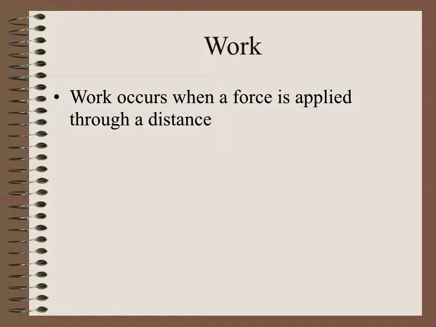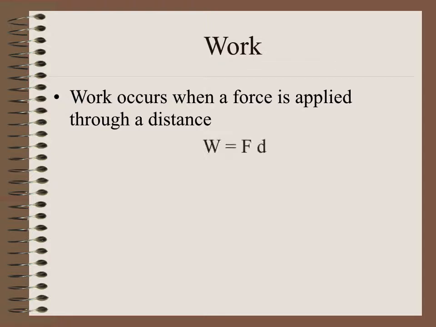For example, you're probably sitting on a chair right now. You're experiencing the force of gravity, which is pulling you downward. But you're not moving downward. You're being stopped by the chair. So gravity right now is not doing any work on you. On the other hand, when you leave class and go down the stairs, gravity will be pulling you down the stairs. In that case, the force of gravity will be doing work by moving you through a distance. So in other words, work occurs when a force is applied through a distance or when a force causes movement.